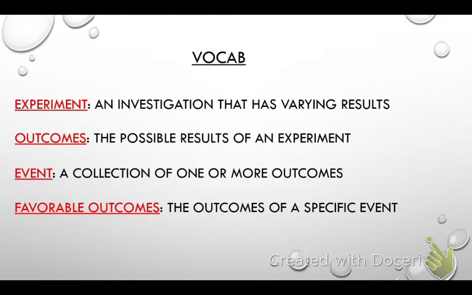All right, the first word that you wrote down was an experiment. This is an investigation that has varying results. So basically, there will be different things that come out. You guys might do an experiment over here, but then you guys over here might have a different result than they did. All right, the next one is an outcome. An outcome is another name for the possible results of an experiment. Next, we have an event that is a collection of one or more outcomes.